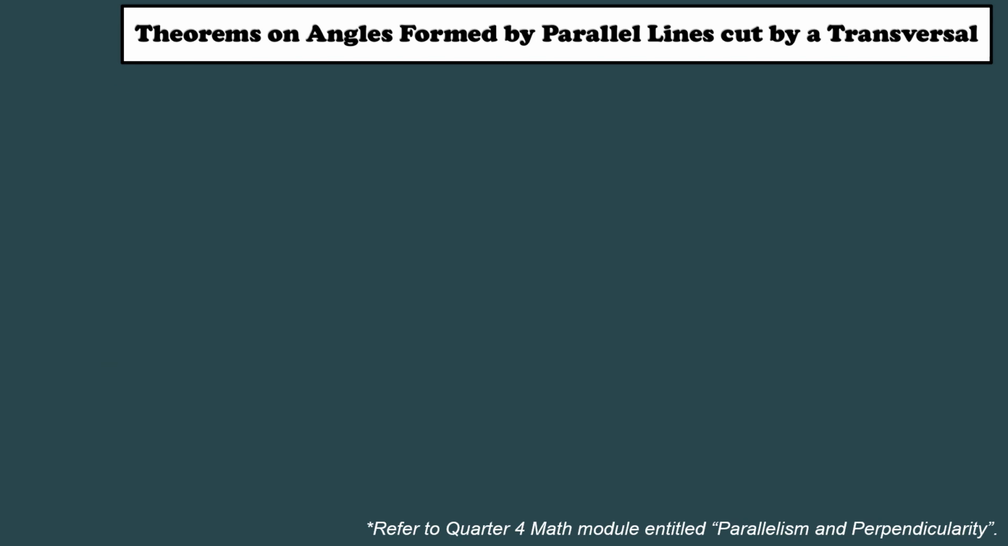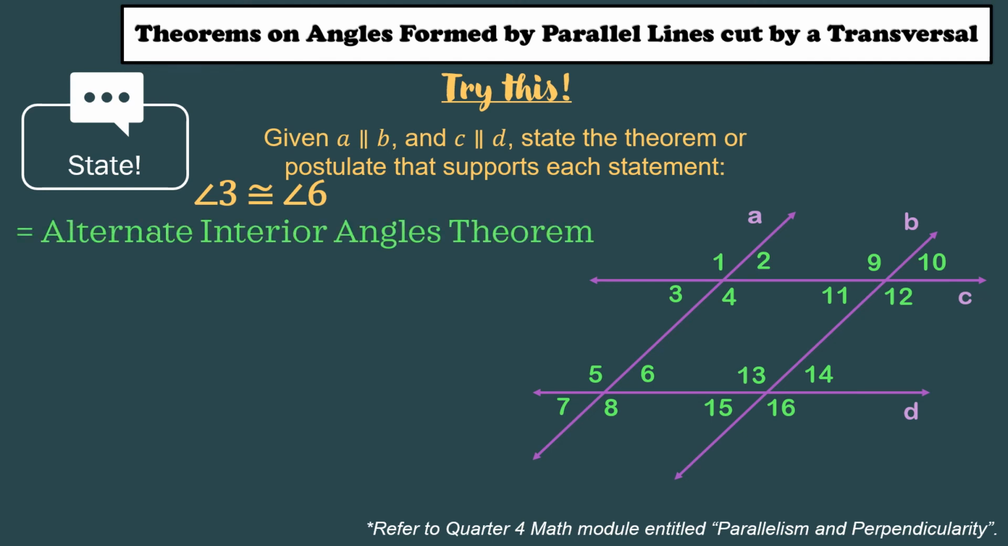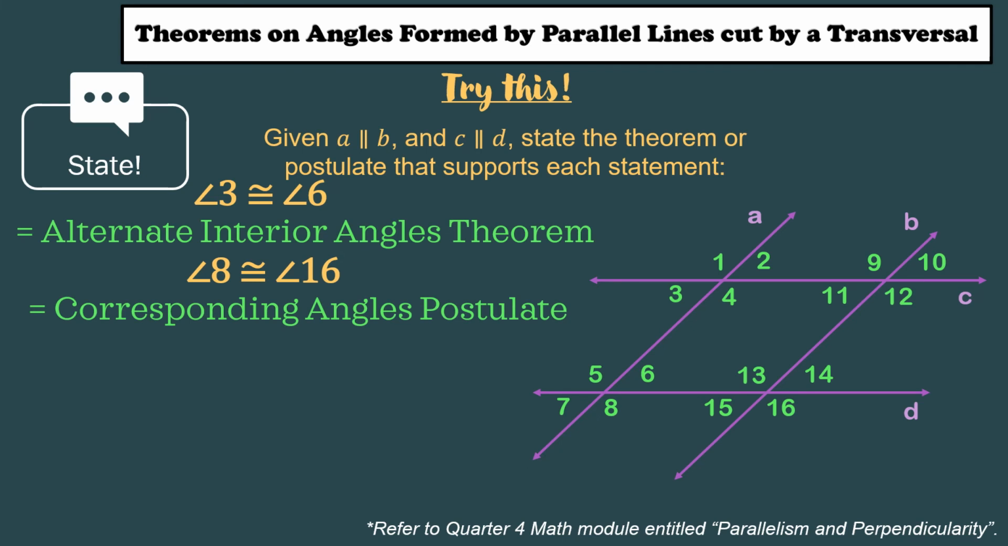Let us now state our conclusions. Given that line A is parallel to line B and line C is parallel to line D, the following statements are proven true according to their corresponding theorem or postulate. Angle 3 is congruent to angle 6 based on the alternate interior angles theorem. Angle 8 is congruent to angle 16 according to the corresponding angles postulate.